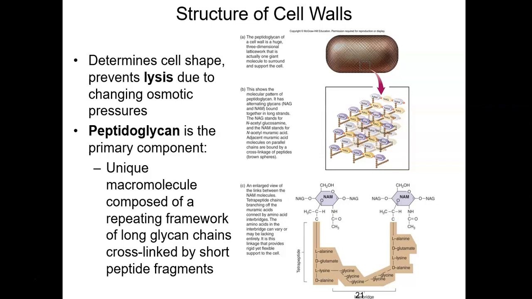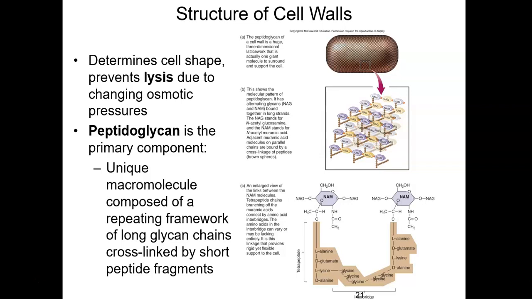So we talk about the structure of the cell wall, and there's a lot of chemistry to how the cell walls are formed. The cell wall itself, that peptidoglycan layer, does several different functions. First of all, it determines the cell shape. It works to prevent lysis or breaking open because if you think about it, you have water constantly moving in and out of the cell.